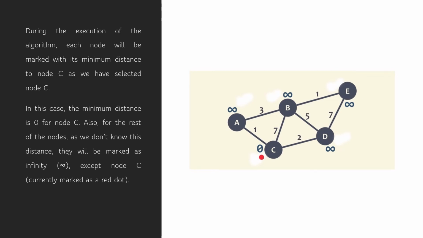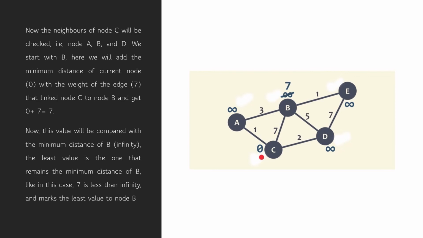During the execution of the algorithm, each node will be marked with its minimum distance to node C, as we have selected node C. In this case, the minimum distance is 0 for node C. Also for the rest of the nodes, as we don't know this distance, they will be marked as infinity. Except node C, because we currently mark it with a red dot.